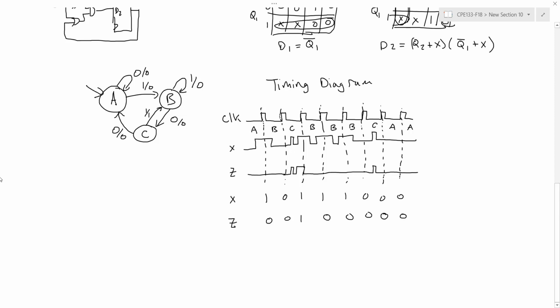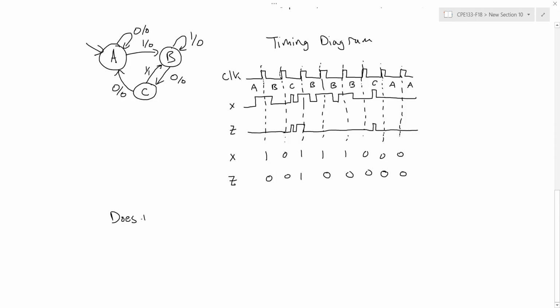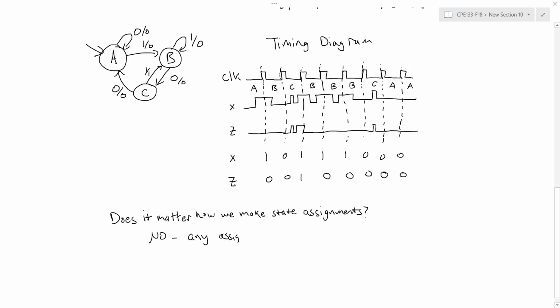Okay, so let's talk about a couple issues related to sequential design. Does it matter how we make state assignments? Well, from one perspective, no. Any assignment will work and we can get the same function. But from another perspective, yes, the state assignment could affect the circuit complexity.